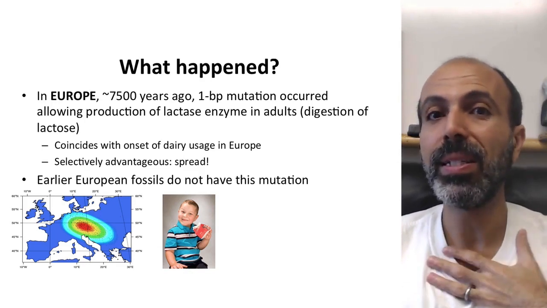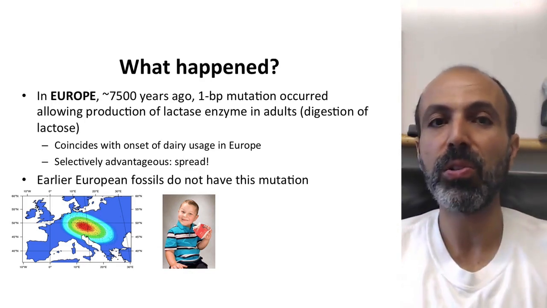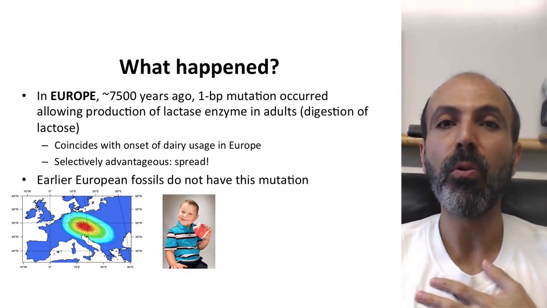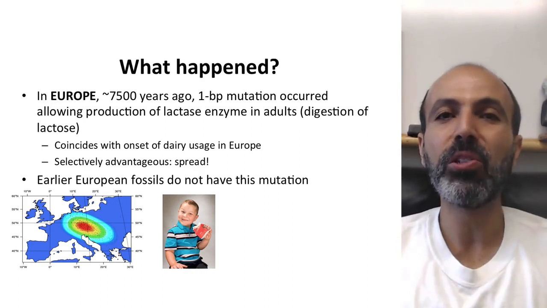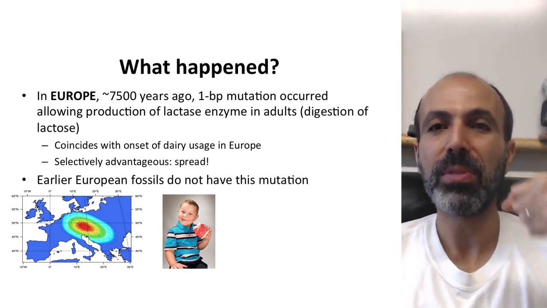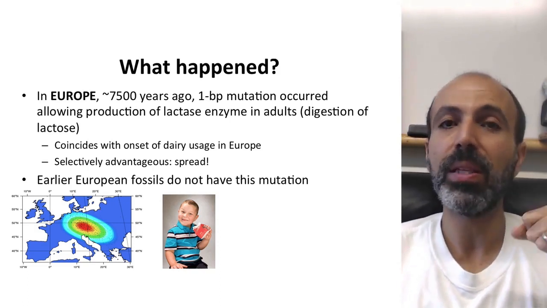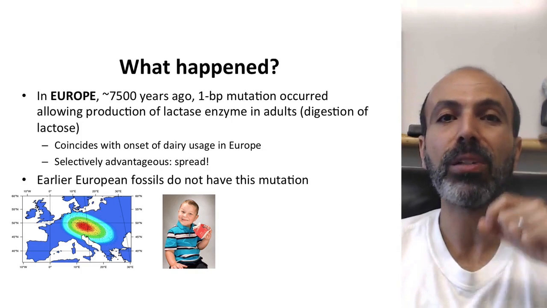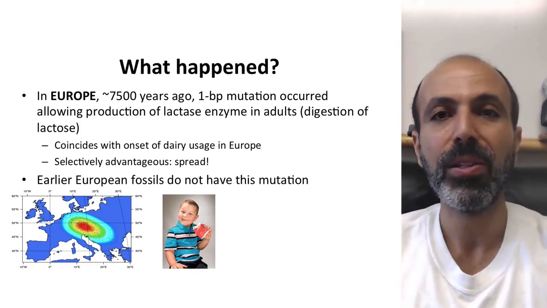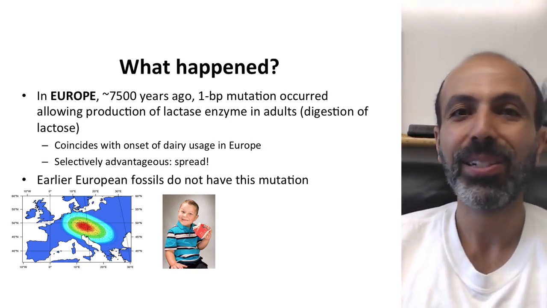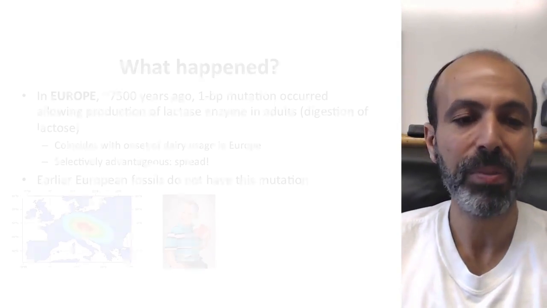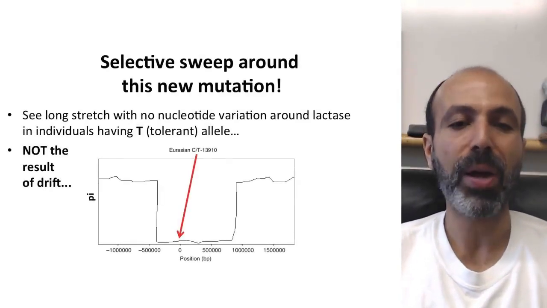So what this did is this allowed an extra source of nutrition and nourishment for people that were out there. There was an advantage to it when this mutation arose. There was a selective advantage associated with it. If you look at your earlier European fossils and sequence them, they in fact do not have this mutation. So we know this actually happened. Coinciding with what we expect from molecular evolution, there was a selective sweep around this new mutation.